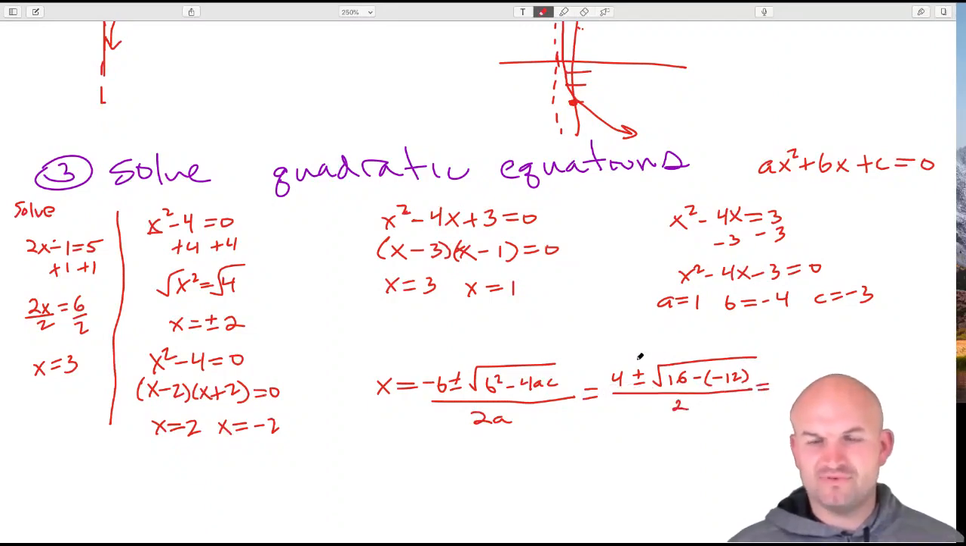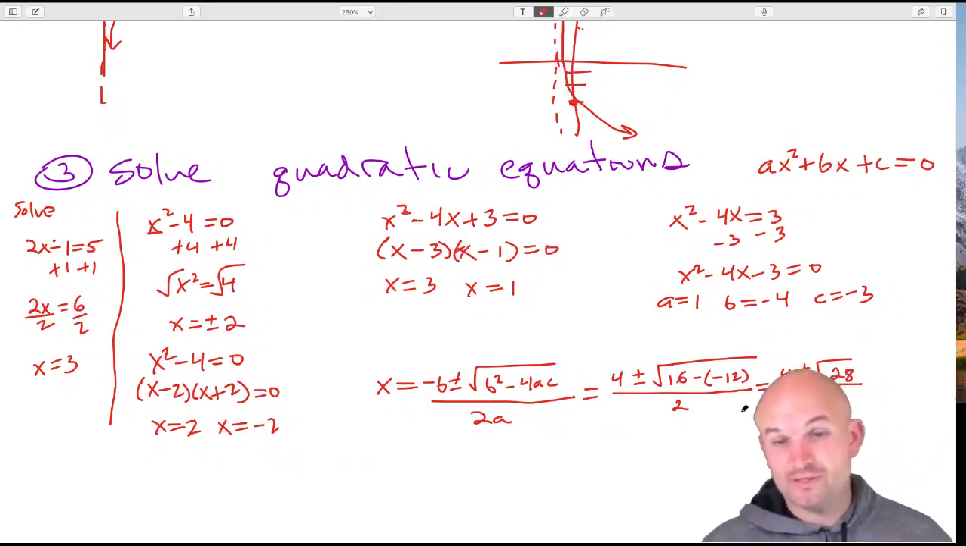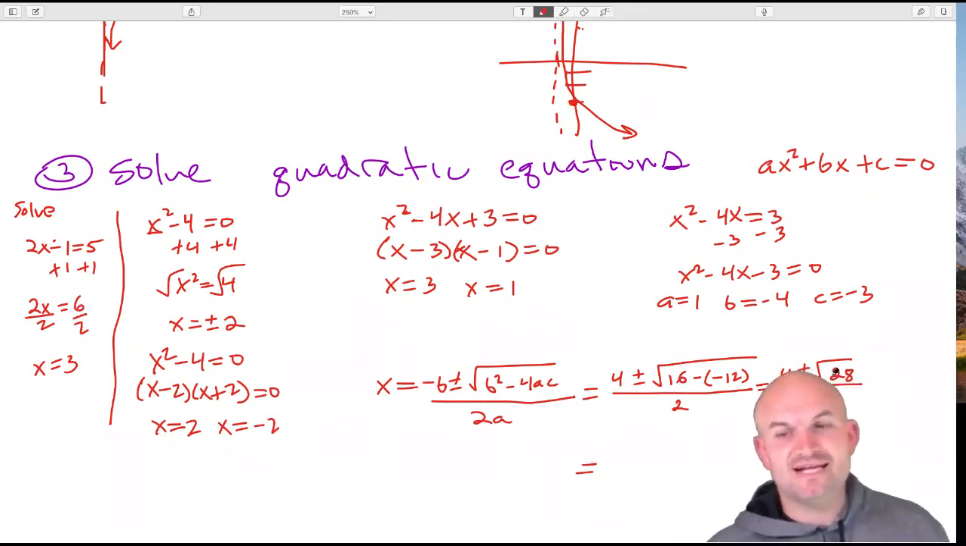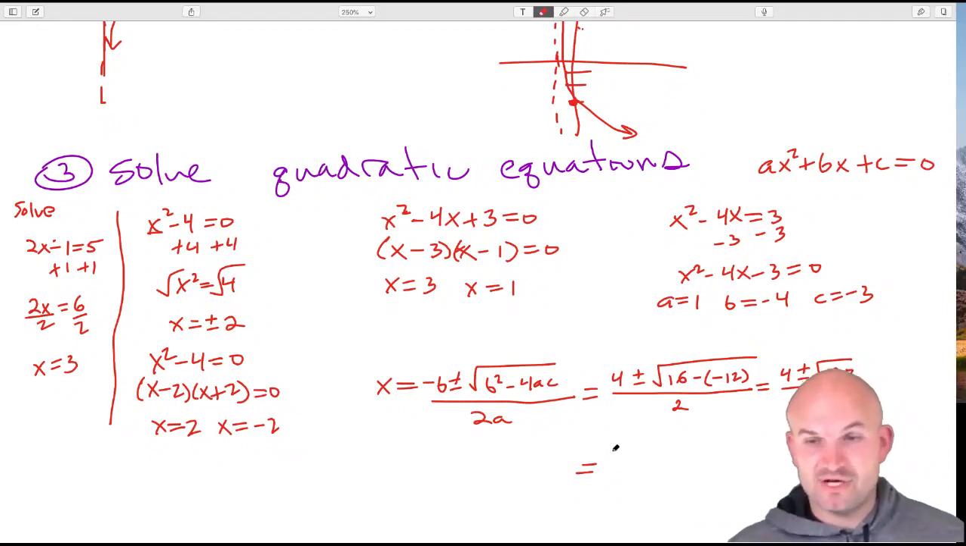All right, and then we simplify the radicand. That's going to be, what, a 28? Then, using what we learned previously, we can see what square number divides into 28. Well, I know 4 does. 4 goes in there 7 times, right? So I can take the square root of 4, which would be 2. So this would be 4 plus or minus 2 radical 7.